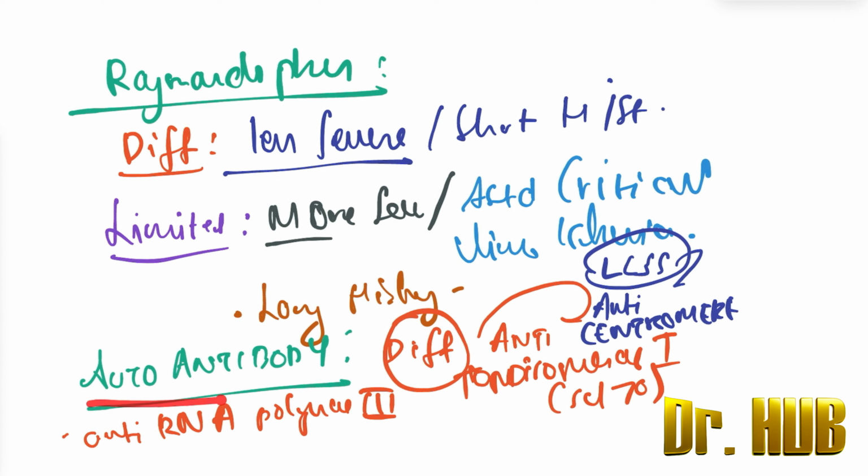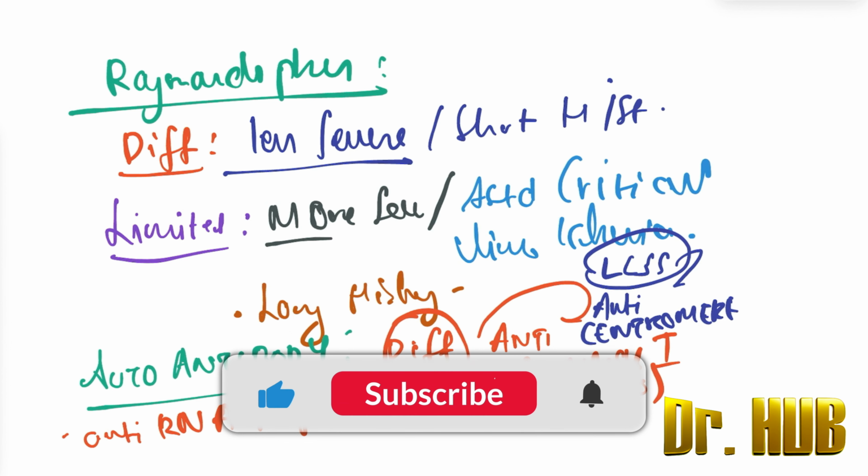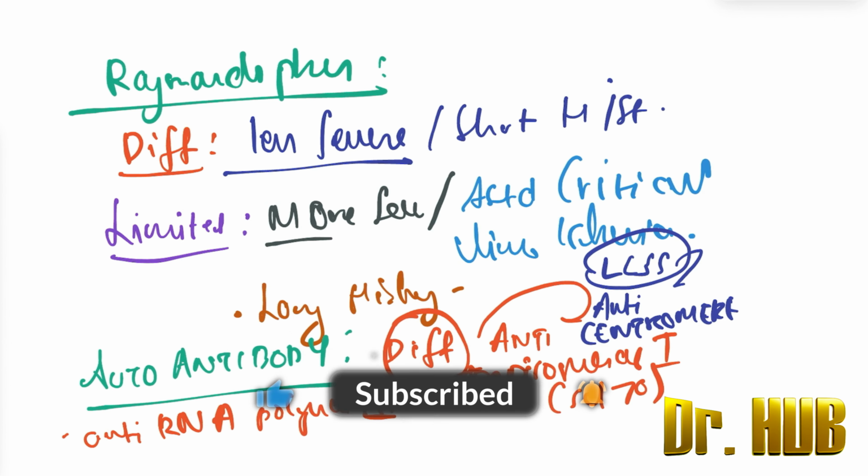Now we also look at the autoantibodies. In the diffuse variety, they include anti-topoisomerase 1, this is the SCL70, as well as anti-RNA polymerase 3. When we look at the limited type, it includes the anti-centromere. So this was about comparing the diffuse cutaneous systemic sclerosis versus the limited cutaneous systemic sclerosis.